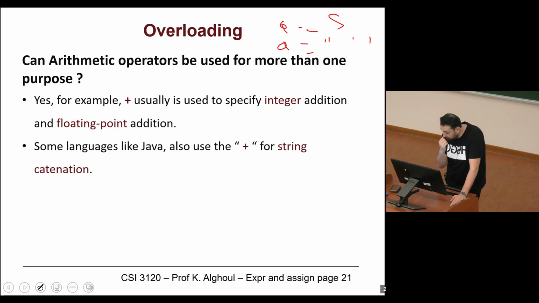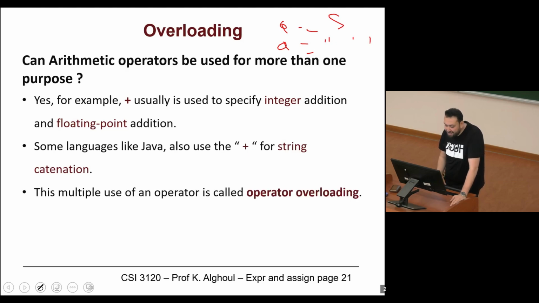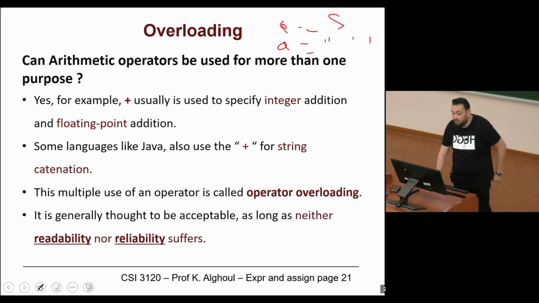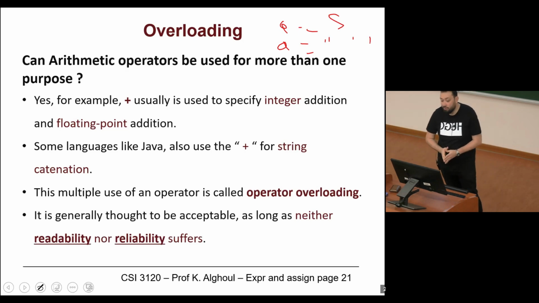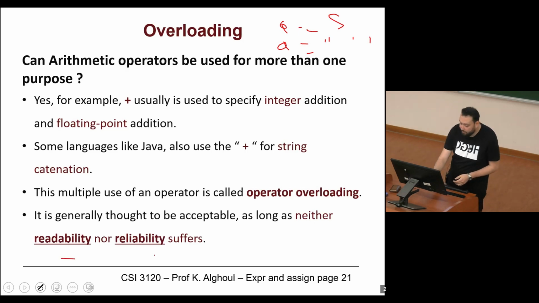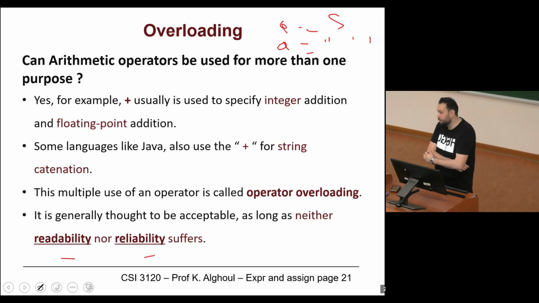Some languages like Java also use plus for string concatenation. This multiple use of an operator is called operator overloading. So that's the official name for it. That means I'm overloading this to support more than one thing. It's generally thought to be acceptable as long as neither readability nor reliability suffers. So this is very important for us.